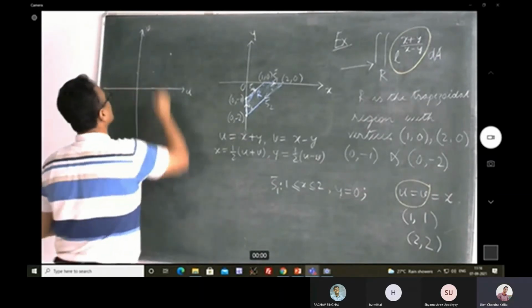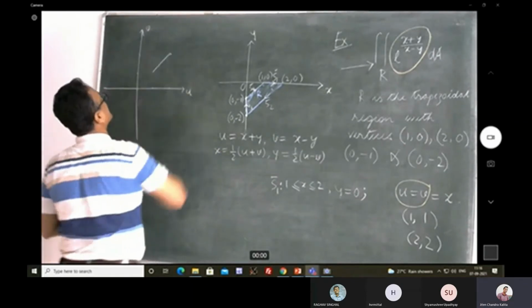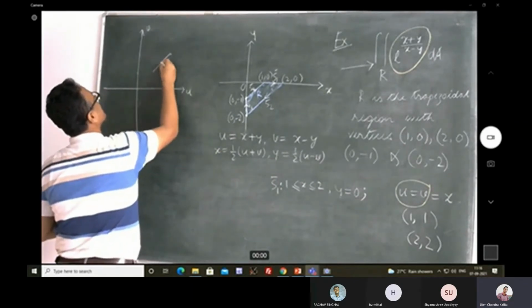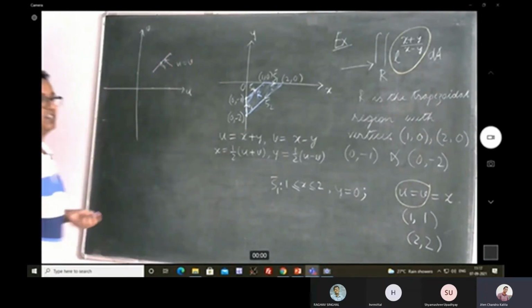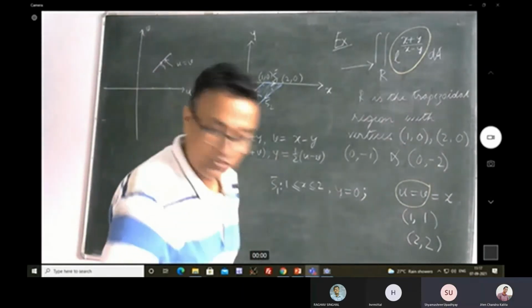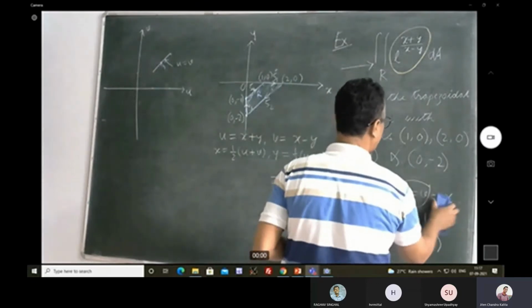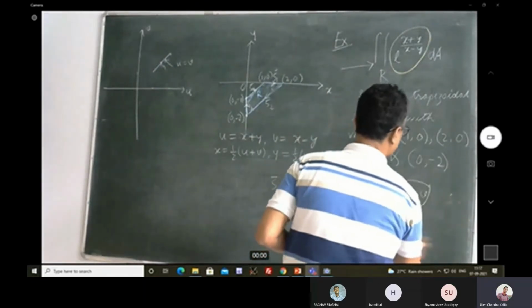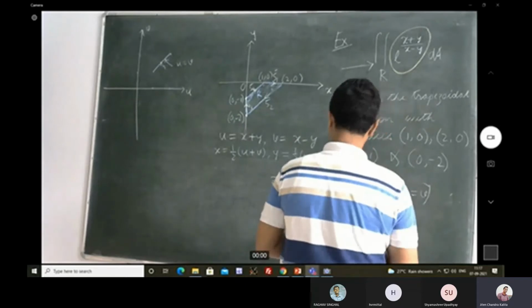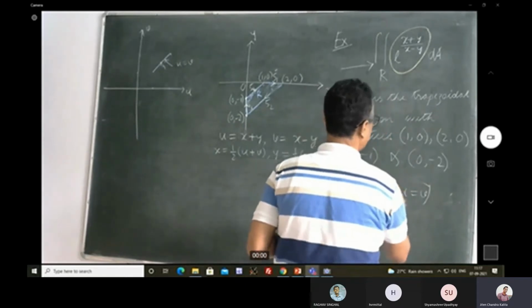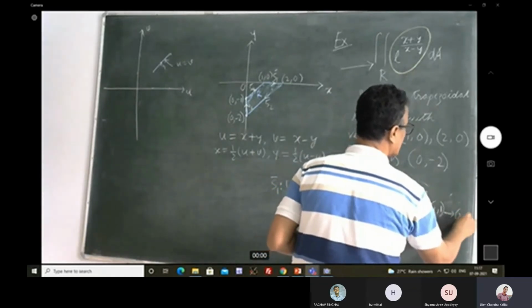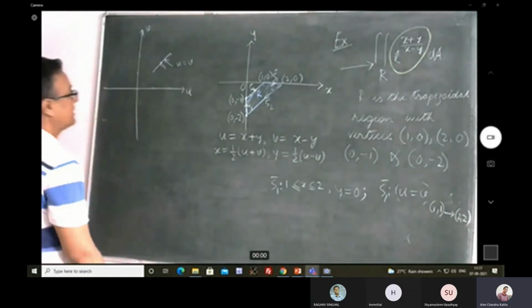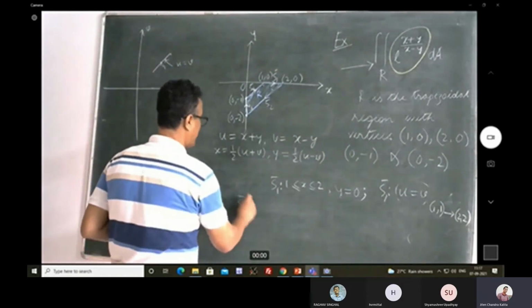So what I am doing, this is going to be my S1, and this line is simply u equal to v. Is it okay? Fine. Then here, this is it, u equal to v. Your S1 becomes u equal to v between the points 1, 1 and 2, 2. Okay, fine. Now let us come to S2.